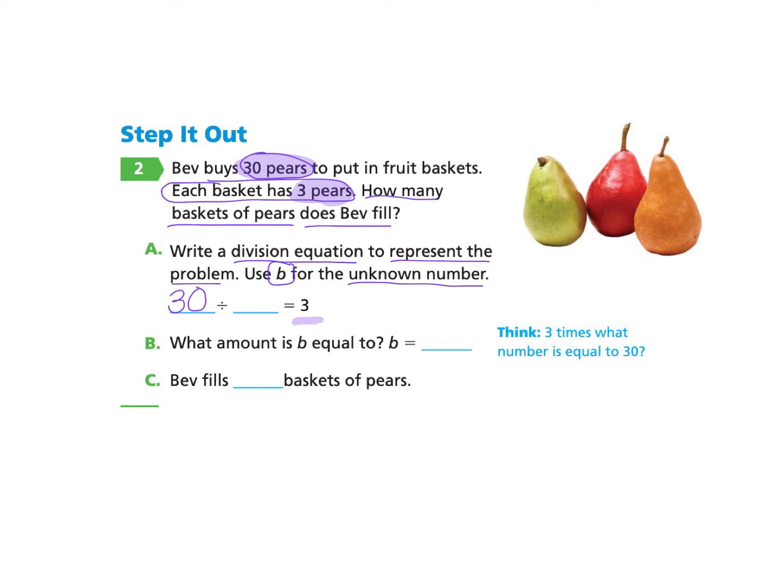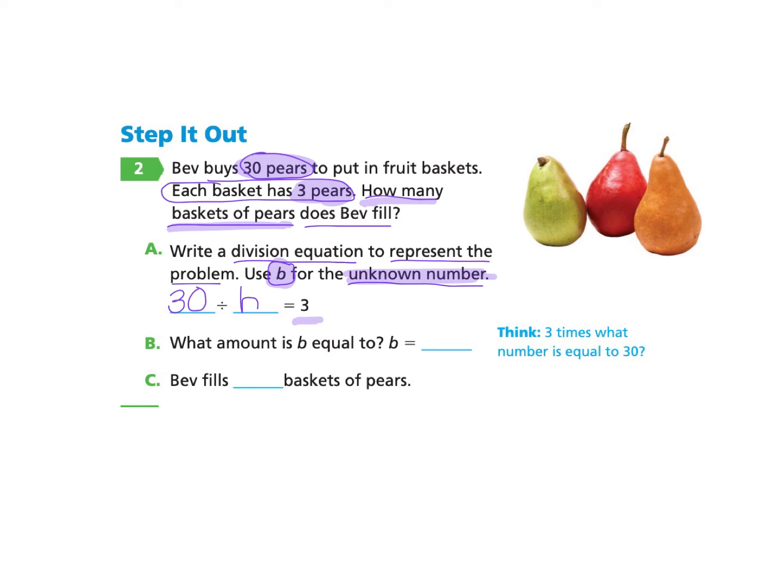And then finally, what we don't know is the number of baskets. And so they want us to use B for that unknown because our job is to find out how many baskets of pears she fills. So we're going to write B here. And this is our divisor because we don't know how many baskets of pears Bev fills.